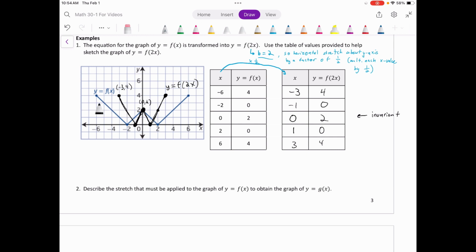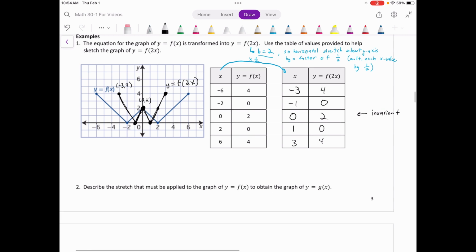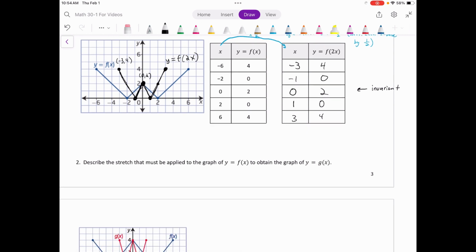Does it look like we've taken this graph and horizontally stretched it in such a way that it's now half as wide? I would say it does, right? We took our wide W and now it's a narrower W. And it's narrower by a factor of about 1/2. Each x value is now halfway between where it used to be compared to the y-axis, right? Halfway, halfway, halfway. So this does look like we've successfully horizontally stretched it by a factor of 1/2 with a b value of 2.